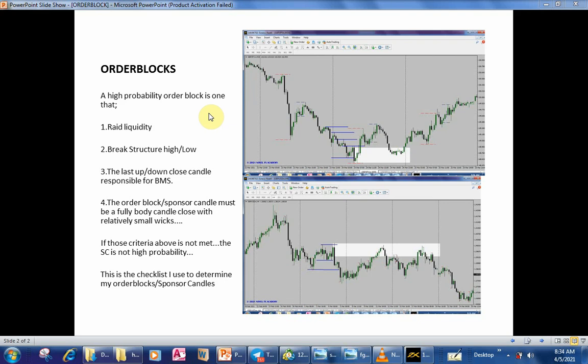A bullish order block is the last down close candle that was responsible for a rally to the upside. So the last down close candle that broke structure to the upside is the bullish order block, while the bearish order block is the last up close candle. Remember, the bullish order block is the last down close candle that was responsible for a continuation higher, while a bearish order block is the last up close candle that was responsible for a continuation lower. So that's an order block.